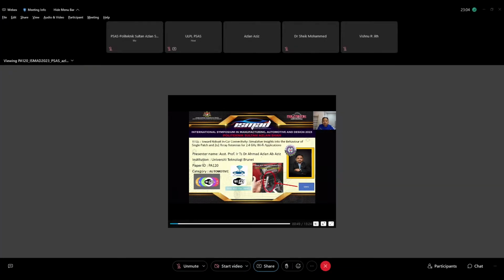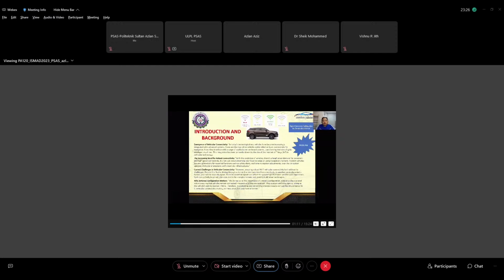So basically we are proposing to enhance the signal or the connectivity of the car from omnidirectional to directional by using the IEEE 802.11a Wi-Fi standards. On our next slide, we are focusing on the gaps or the problem statement for our research paper, and also we will introduce and elaborate on the background of our research.